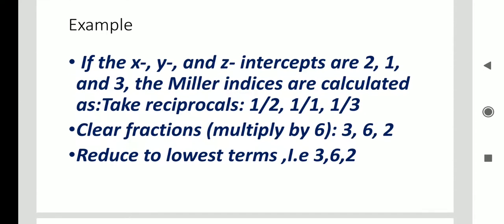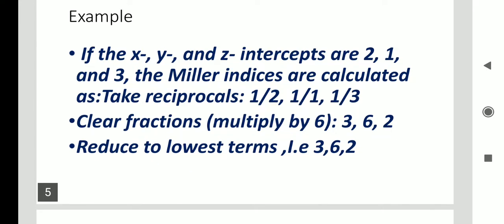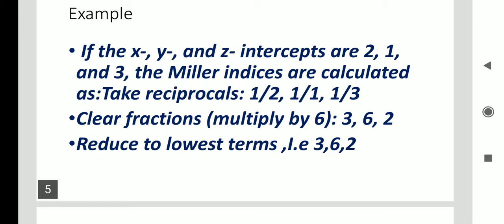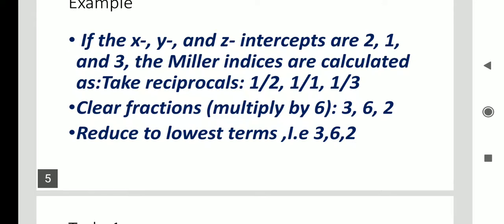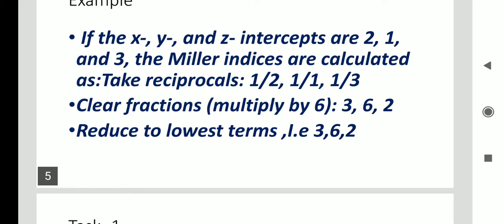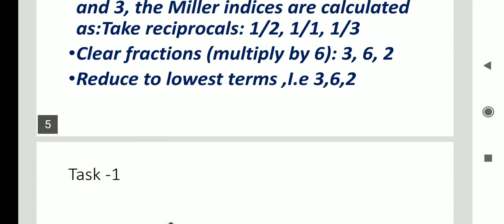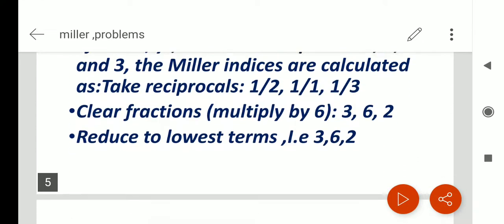For example, let us consider x, y, z intercepts of 2, 1, 3 on the crystallographic axes. We need to find the Miller indices. The first step is to consider the intercepts: 2, 1, 3. The next step is to take reciprocals: 1 by 2, 1 by 1, 1 by 3. Then we change them into whole numbers. What is the LCM of 2, 1, 3? It is 6, so 6 by 2, 6 by 1, 6 by 3. That is 3, 6, 2. If possible, change into lowest form; otherwise, keep it as it is. So 362 is the answer. Like that, we find Miller indices.